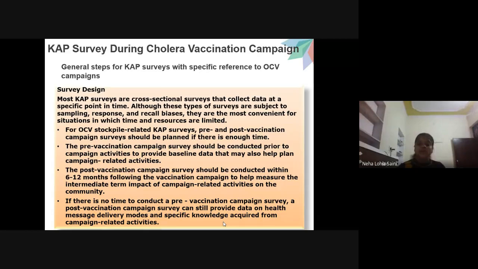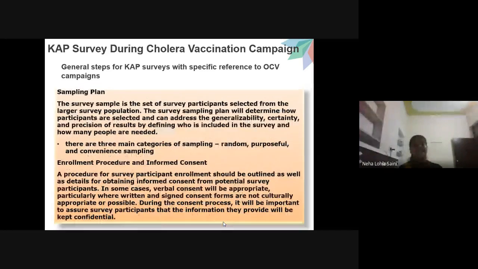Okay, if there is no time to conduct a pre-vaccination campaign survey, a post-vaccination campaign survey can still provide data on health message, delivery modes, and specific knowledge acquired from campaign-related activities. So if there is limited resource, you can still do the intervention and only collect a post-vaccination campaign survey also. Then we have sampling plan.